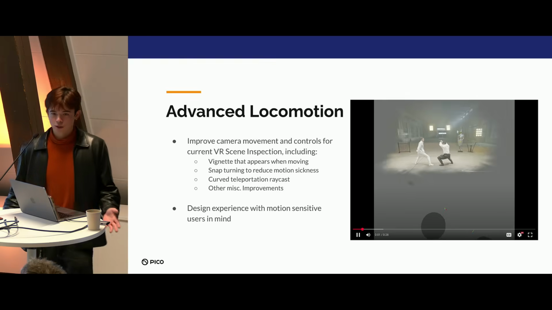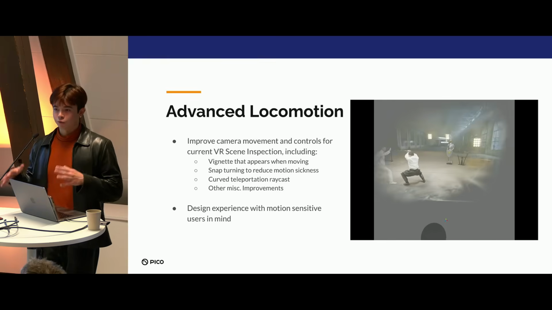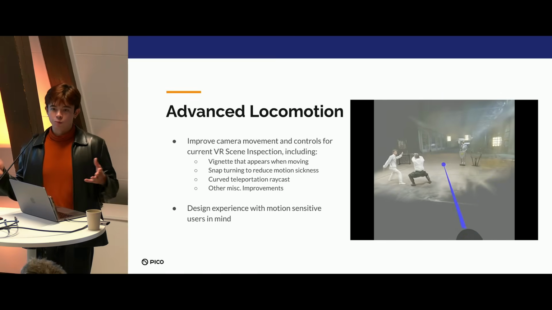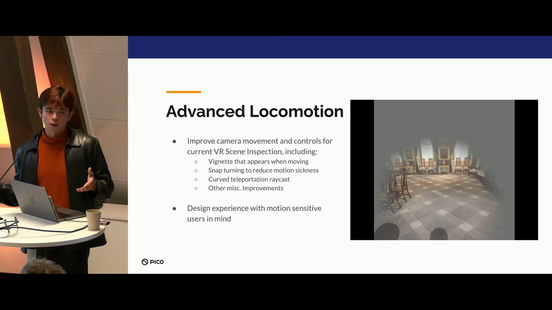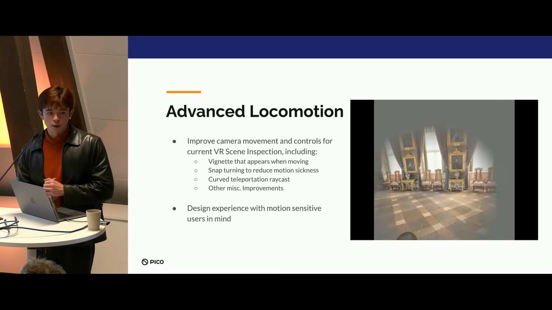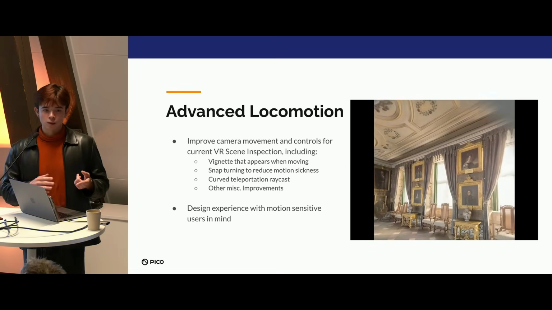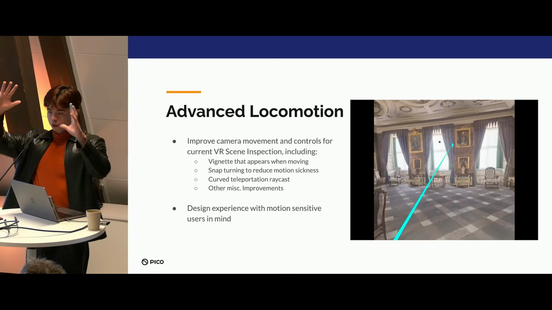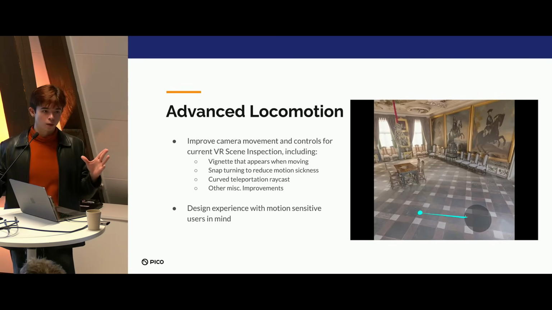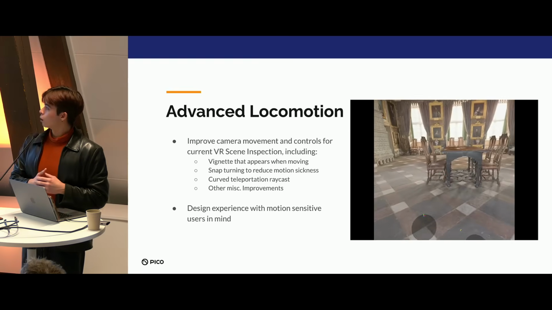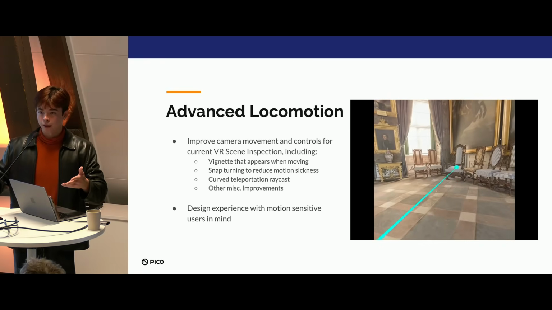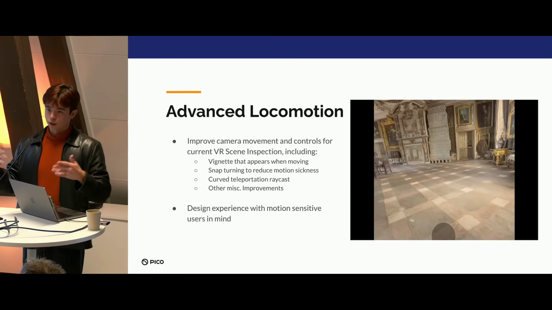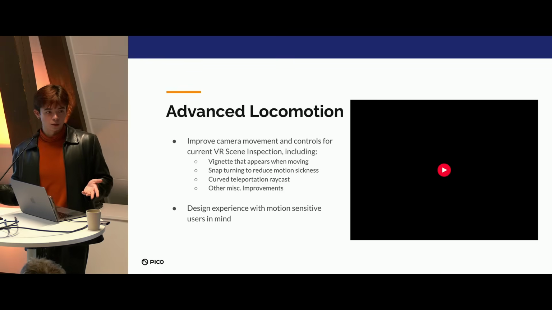And then lastly, we've been working on sort of revamping the camera movement and locomotion system that was currently in VR scene inspection. And this so far has involved things like adding a vignette that appears on the edges of your screen when you're moving your camera. Or improving the raycast to be curved and have a clear indicator as to where you're going alongside other quality of life improvements to that functionality.